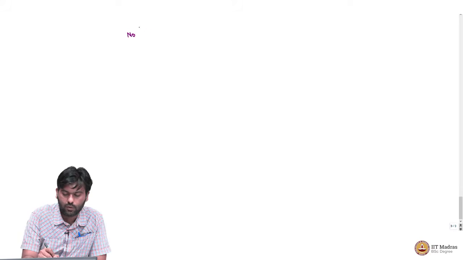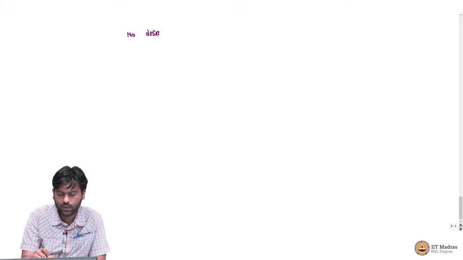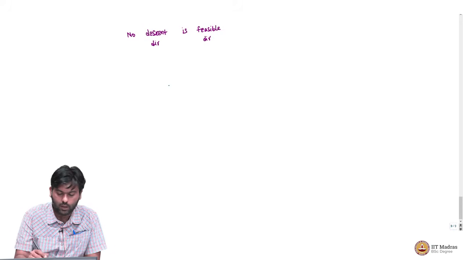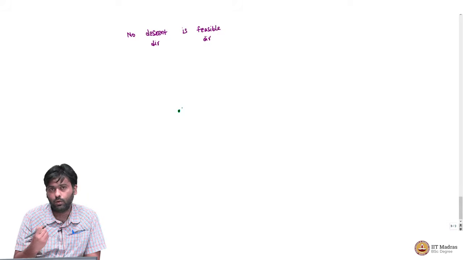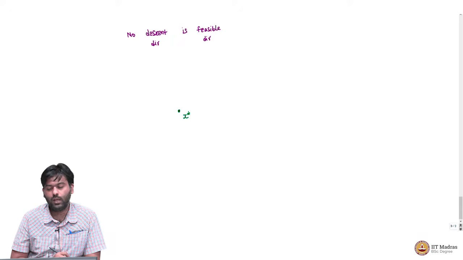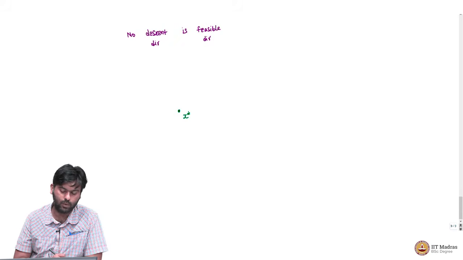Let me write this again so that we are clear. No descent is feasible. Okay. So, now let us again go back to pictures. Let us say you are at some point which I am claiming to be the optimal, let us say it is x star. Now, I want to check if there is a descent direction which is also feasible. If there is one, then this cannot be an optimal point, right. So, necessarily it should be the case that no descent direction is feasible.